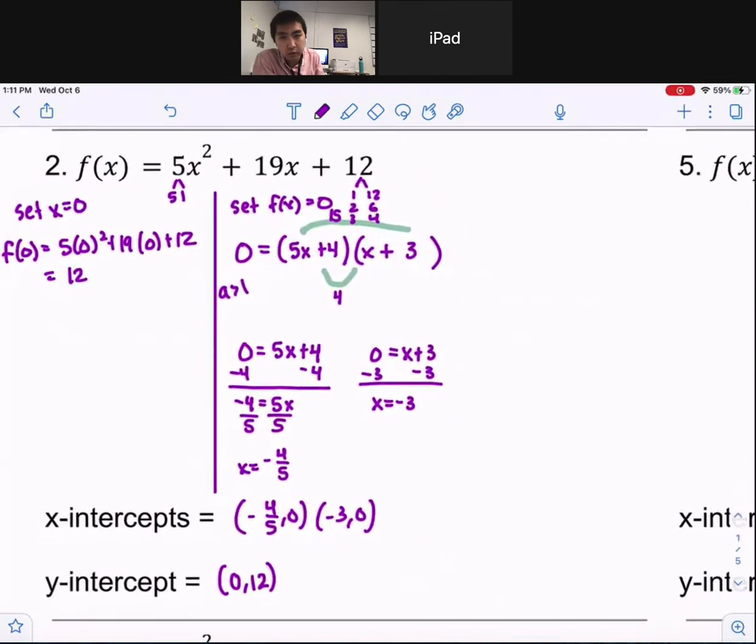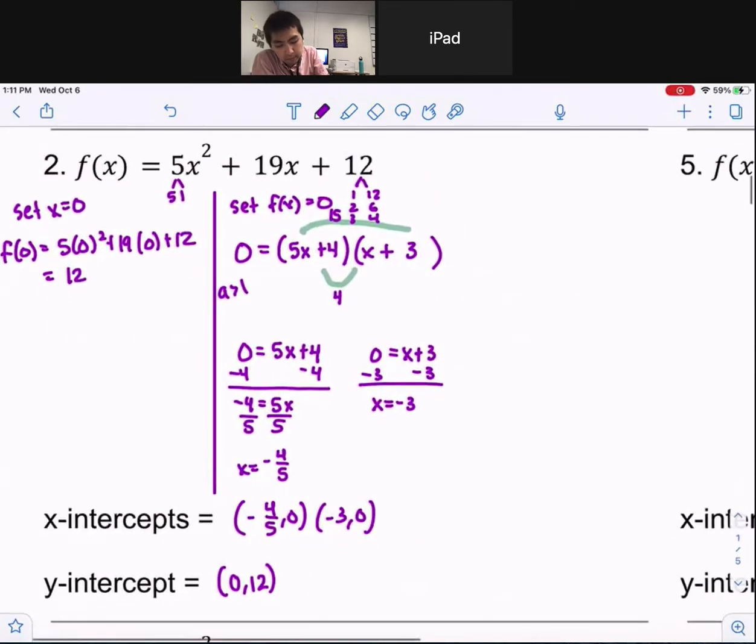And then if you wanted to do it by grouping, you would do your x method, right? 5 times 12 is 60, 19 on the bottom. The two numbers that multiply to the top and when added give you the bottom. That's 15 and 4.